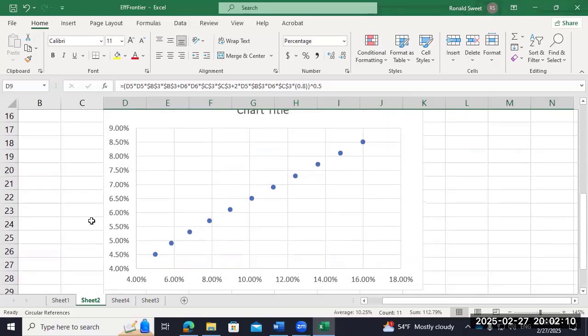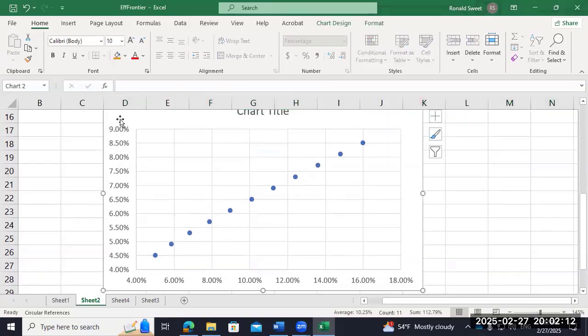So there are some challenges to it, but you can see how you can use Excel to do this for you. You can build these things in.